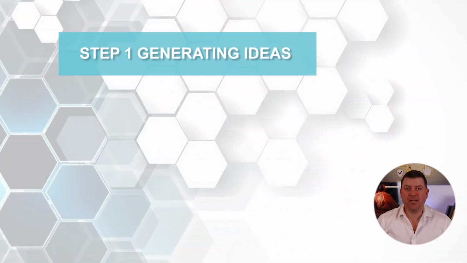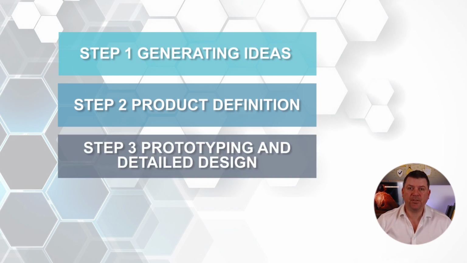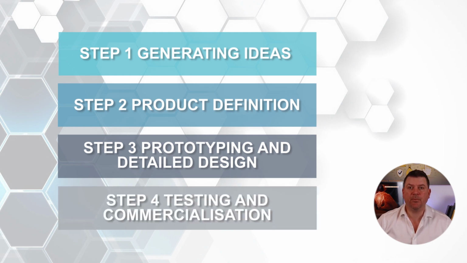Now, while product development processes and techniques will vary substantially across companies, sectors, and industries, there are a series of generic, gated steps that underpin all of these models. Typically, these steps include the following. Step 1, generating ideas, so blue sky thinking. Step 2, product definition, fleshing out your ideas. Step 3, prototyping and detailed design, so modeling the idea further and creating business cases. Step 4 is about testing, validation and commercialization, which makes sure that the product is ready to go to market.